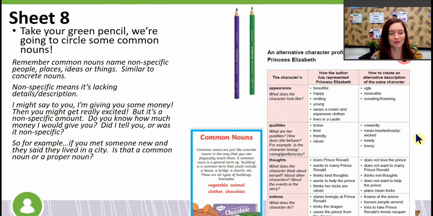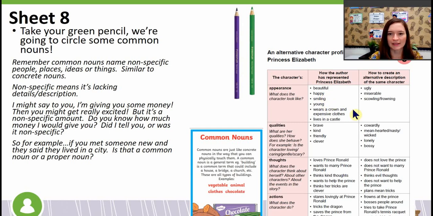Okay, so let's grab our green pencil. We are going to look through sheet 8 and circle some common nouns. So let's have a look at how the author represented Princess Elizabeth. Beautiful. Is that something that you can touch? No. Happy? So that would be abstract as well. It's an abstract noun. Smiling.